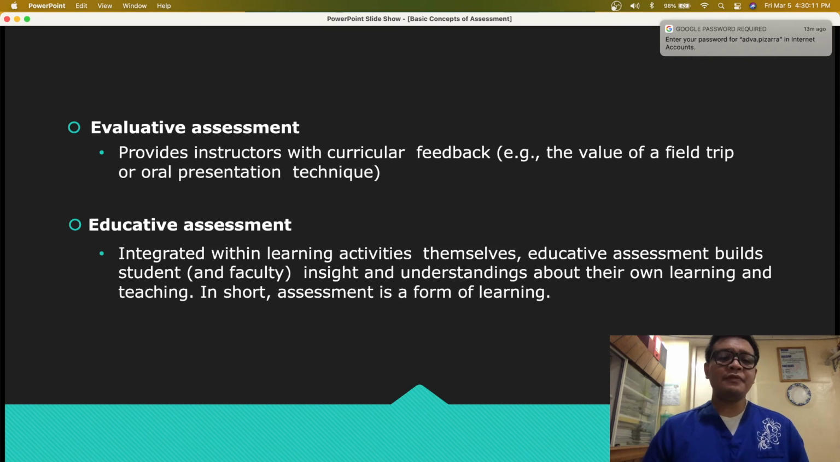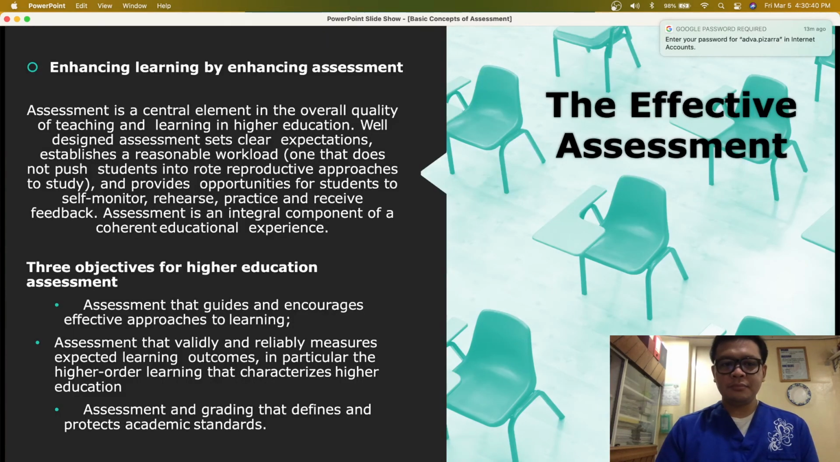Evaluative assessment provides instructors with curricular feedback. So, say for example, the value of a field trip or oral presentation technique. Another type of assessment is educative assessment. Integrated with learning activities themselves, educative assessment builds students' and even teachers' or faculty's insights and understanding about their own learning and teaching. In short, it's more into assessment as a form of learning. So, enhancing learning by enhancing assessment.